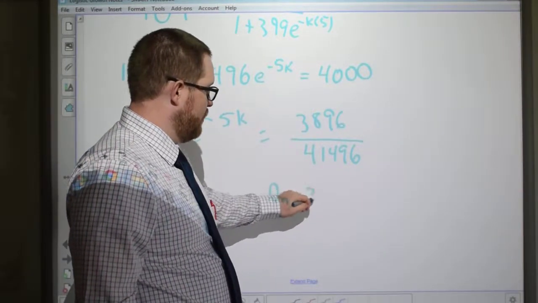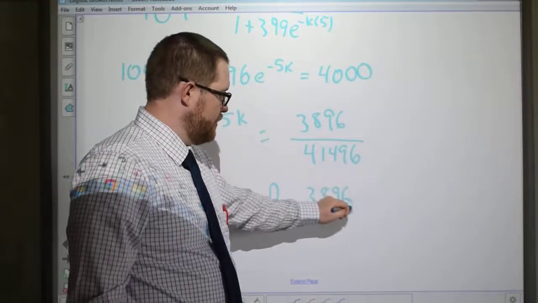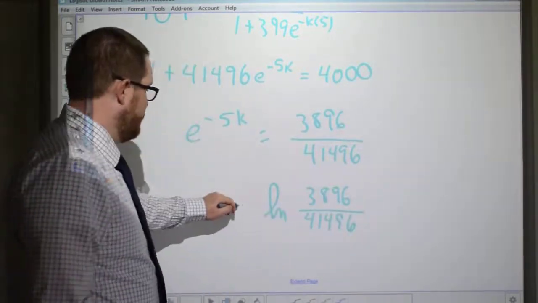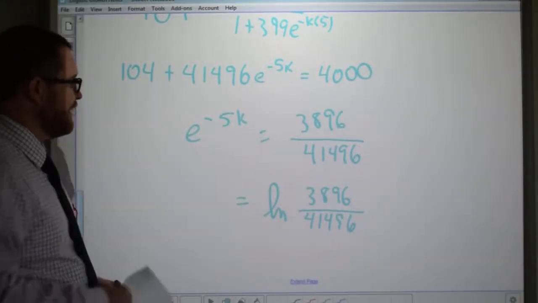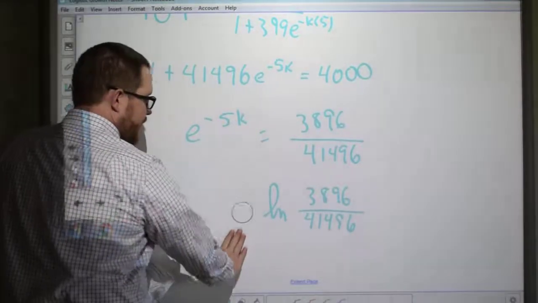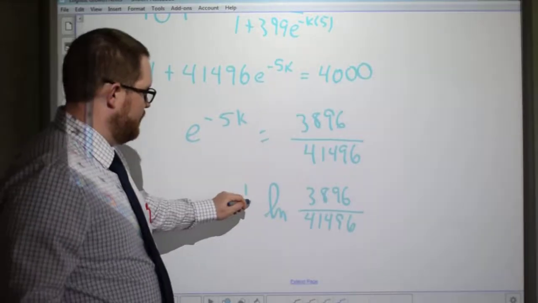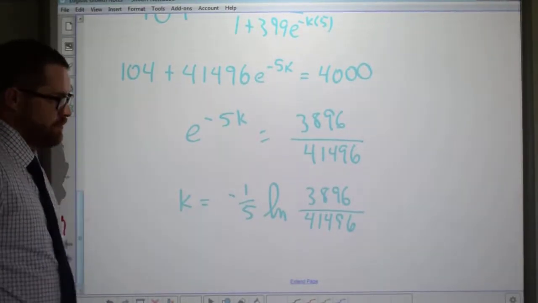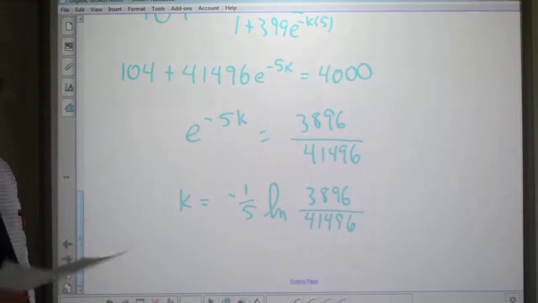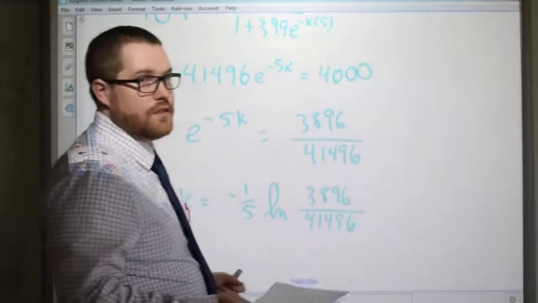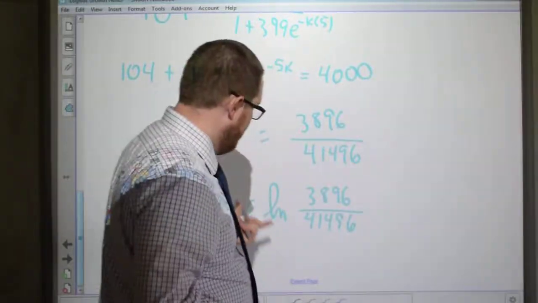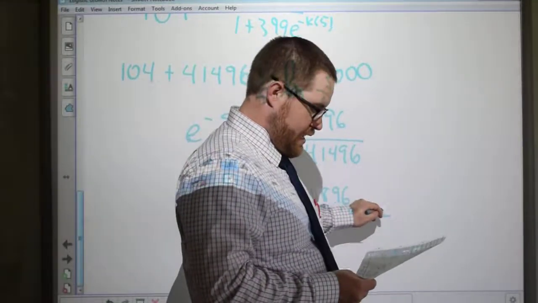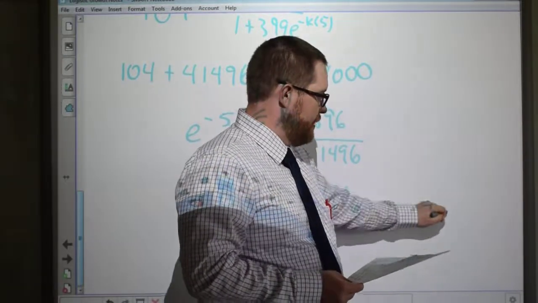This will become natural log of 3896 over 41496. That gets rid of the e, but I still have to get rid of the negative 5 with the k, so I'm going to multiply this side by negative 1/5, or I could have divided by negative 5. Now, to make life a little bit easier, we're going to do this as a decimal. Usually we leave it as a big, ugly fraction, and you can, but the decimal is give or take 0.473.